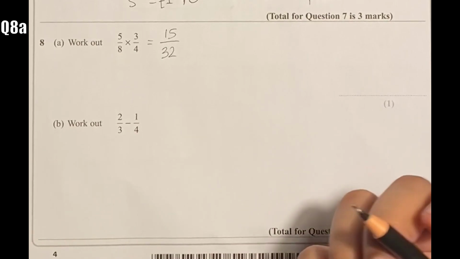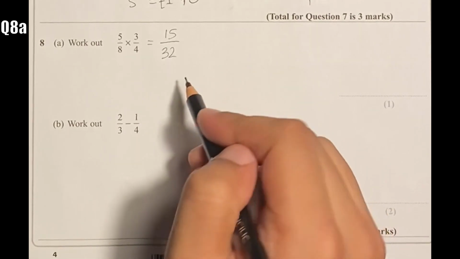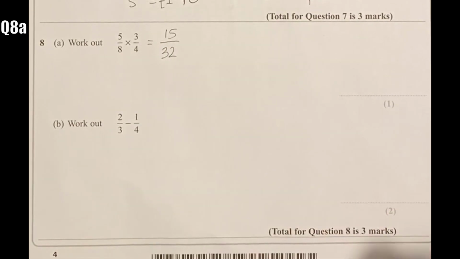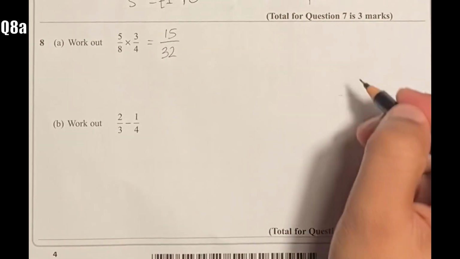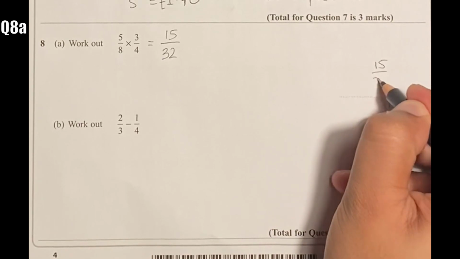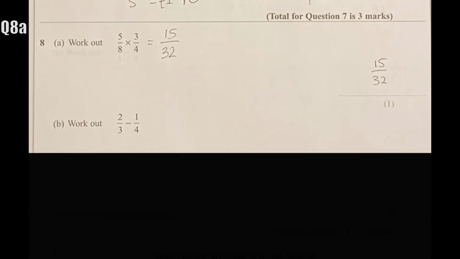And the last thing we can do is just check, can we simplify this question? I know the question doesn't ask for it, but I like to do that. And the answer in this case is no, there are no common factors, so we can leave it as it is. 15 over 32 is our answer.